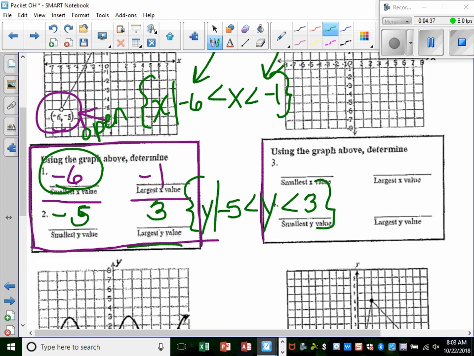Now you can put yours under the graph, okay, because I'm able to erase and move things around. So you might want to put it somewhere where it's not going across the next problem. Okay.